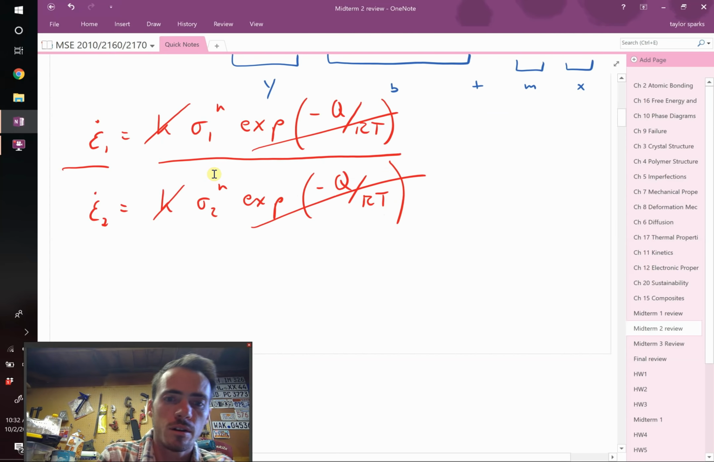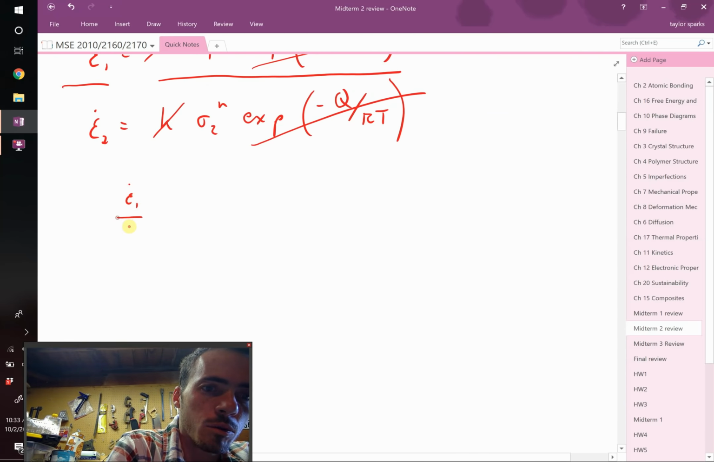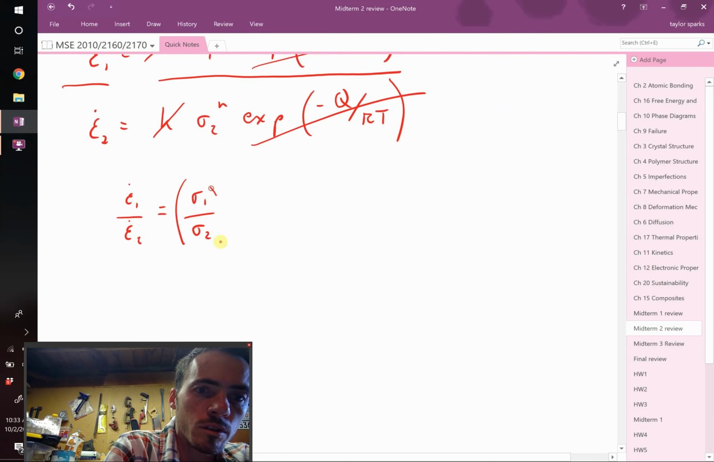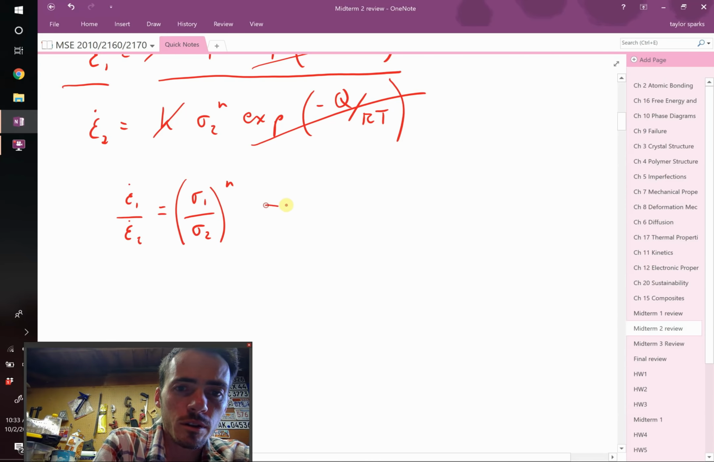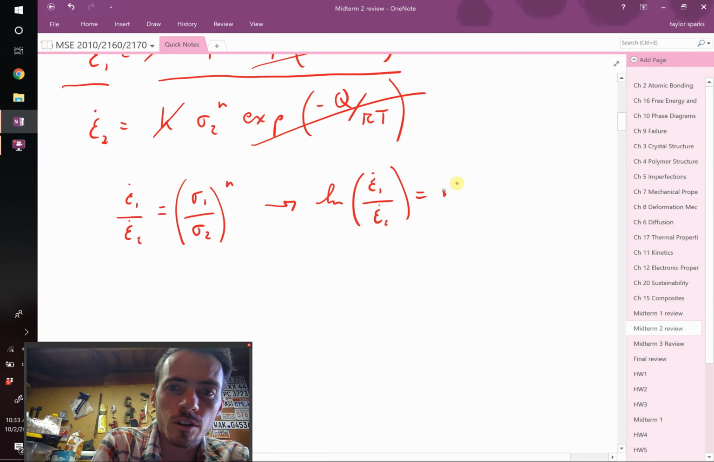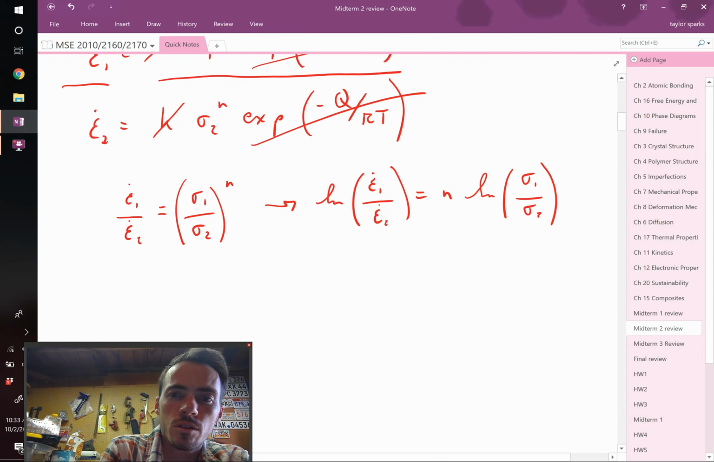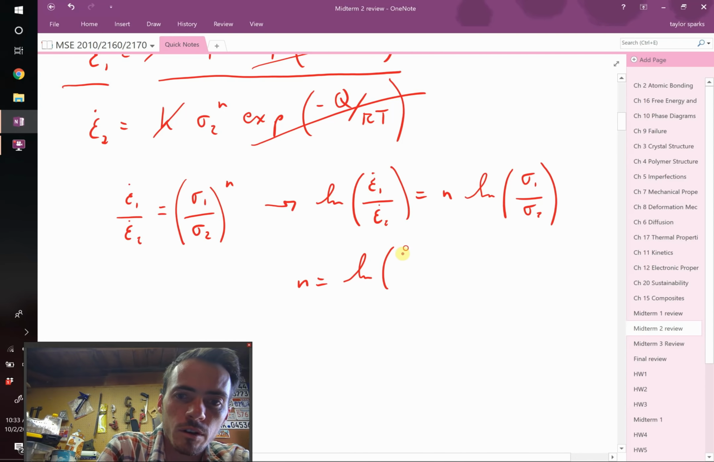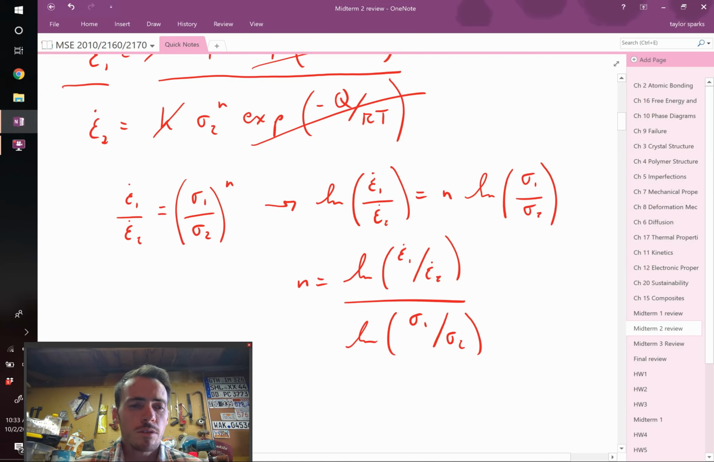The way that you do that, let's go ahead and just write it out. Okay, so epsilon 1 dot over epsilon 2 dot equals sigma 1 over sigma 2, this whole thing raised to the N. To solve for N, if you can't remember how to do this, you take natural log of both sides, and it allows us to do the following. Natural log of epsilon 1 dot over epsilon 2 dot is going to equal N multiplied by the natural log of sigma 1 over sigma 2. So N will simply be equal to natural log of epsilon 1 dot over epsilon 2 dot divided by the natural log of sigma 1 over sigma 2. Okay? So you can solve for N very easily.